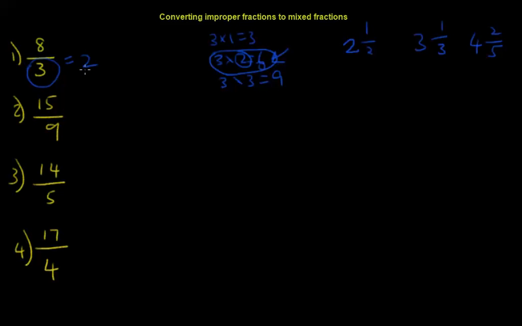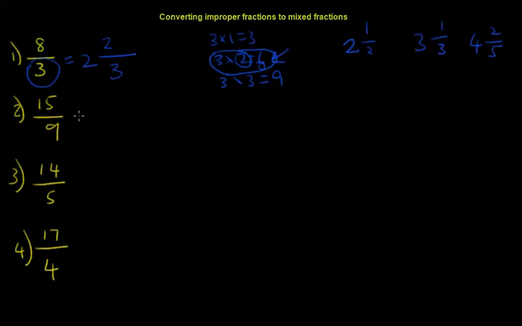Once we have the whole number, we look at the answer to 3 times 2, which is 6. Then we look at the numerator, in this case 8, and subtract the 6. So 8 minus 6 gives us 2, and that's where the 2 goes into here. And finally, the easiest part, the denominator stays exactly the same, so in this case 3. So 8 over 3 is equivalent to 2 2/3.